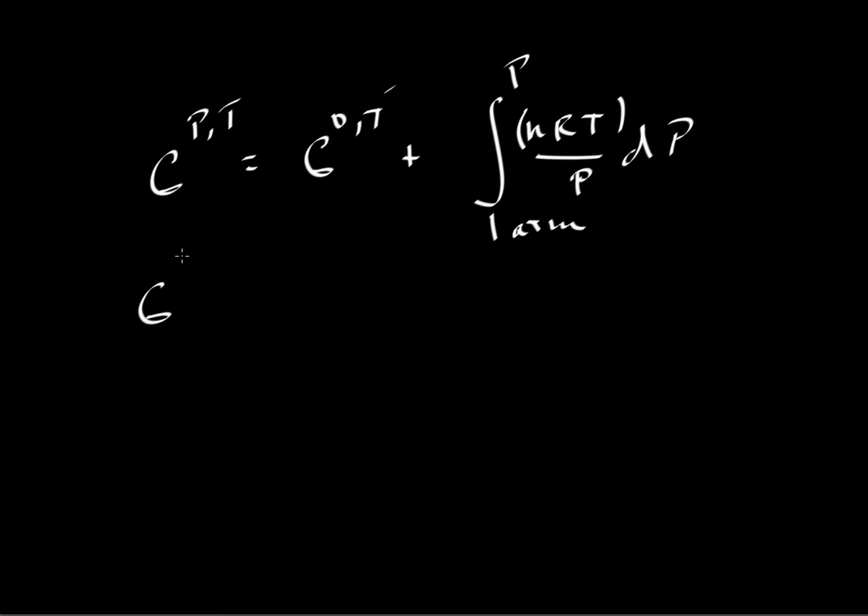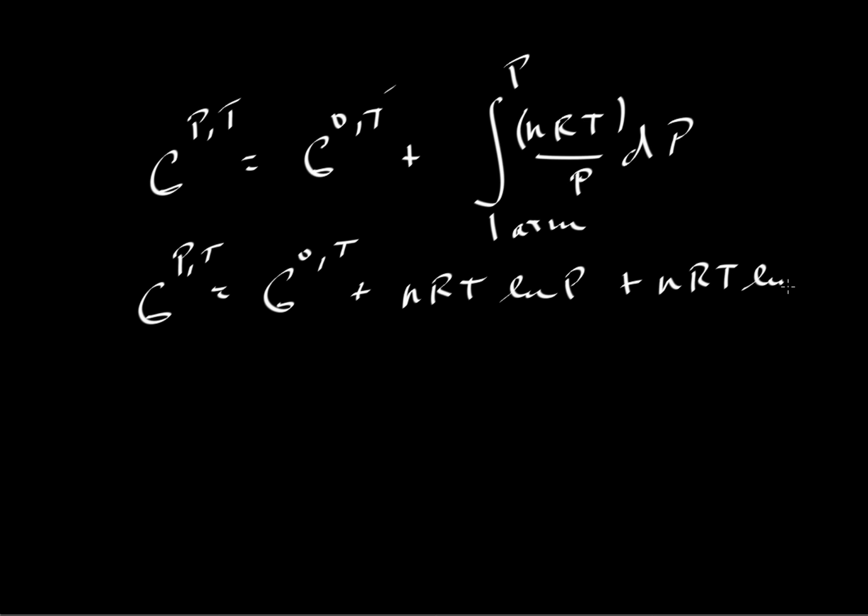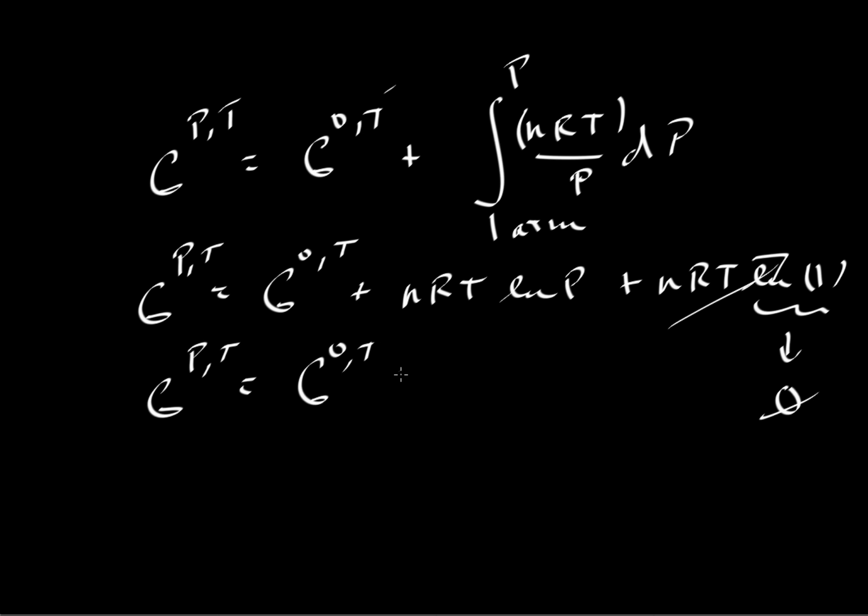And then if we do the integration, we get this is equal to G naught at T plus nRT multiplied by the natural log of P plus nRT multiplied by the natural log of 1 atmosphere. But the natural log of anything that is equal to 1 is going to be 0, so this whole term gets knocked out, and we have this. G as a function of pressure and temperature is G as a function of temperature plus this pressure correction, nRT times the natural log of P.